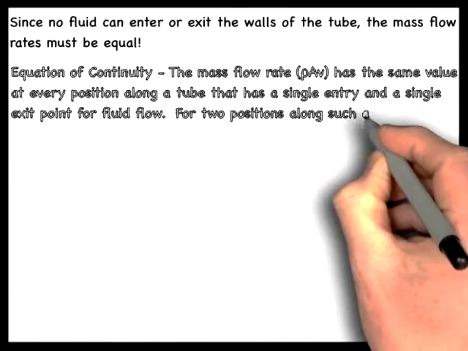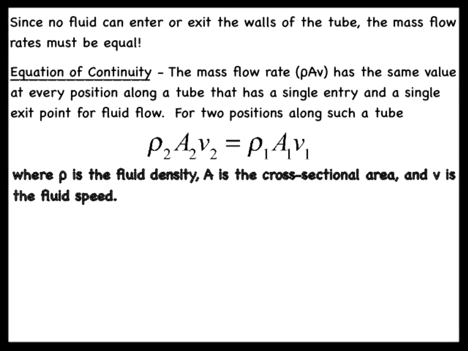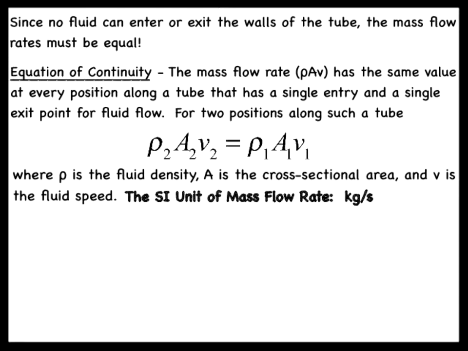The mass flow rate has the same value at every position along a tube that has a single entry and a single exit point for fluid flow. For two positions along such a tube, ρ1 A1 v1 has to be equal to the product ρ2 A2 v2, where ρ is the fluid density, A is the cross-sectional area, and v is the fluid speed. The SI unit of mass flow rate is kilograms per second.